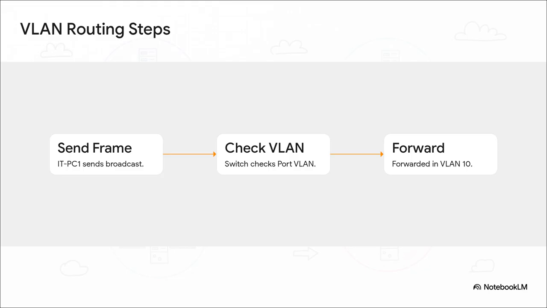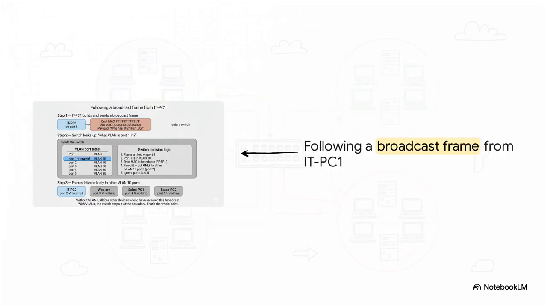So step 3, the switch floods that broadcast frame, but, and here's the kicker, only to other ports that are also assigned to VLAN 10. Because the switch knows IT PC1 is sitting on a VLAN 10 port, that broadcast is strictly contained. It only shoots out to port 2, which is also IT. The brilliant logic of this port-to-VLAN mapping just completely stops the broadcast dead at the boundary. The web server, the sales PCs, they get absolutely nothing. They're left blissfully unaware, saving their CPU cycles and keeping IT's traffic totally private. It's a real game changer.